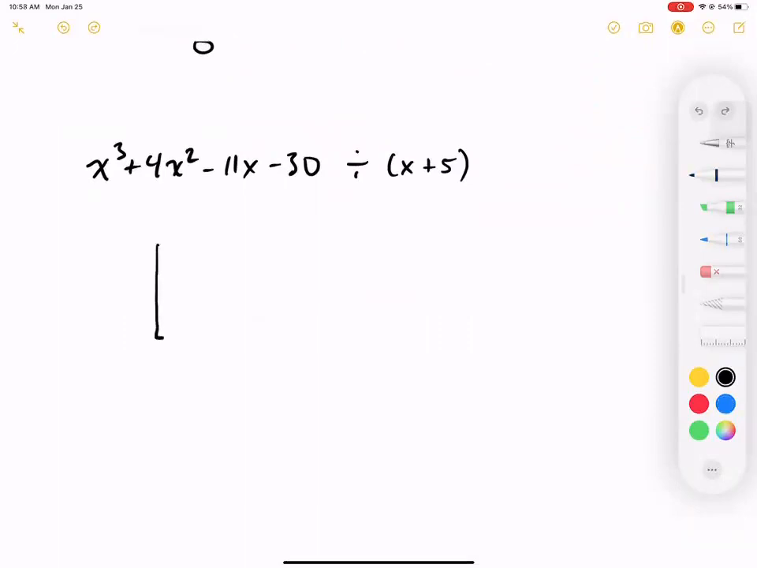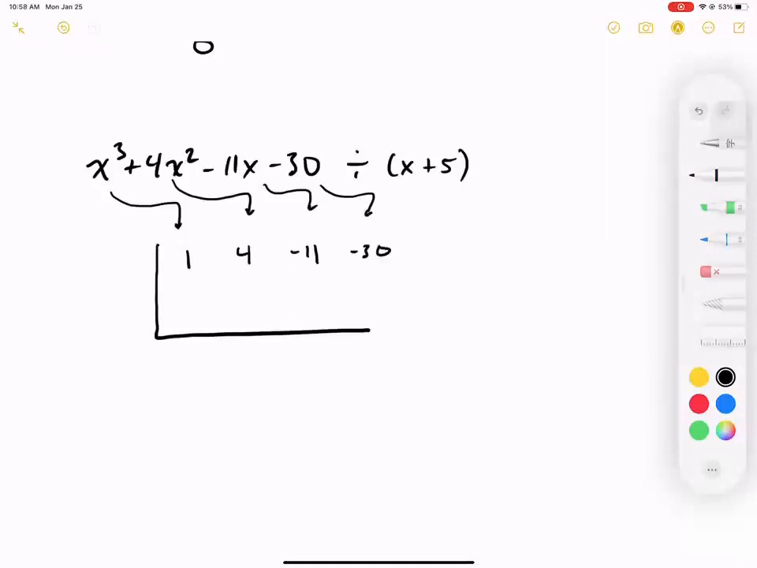We draw our upside down division sign. Everyone please draw the upside down division sign. And then we're going to copy just the numbers in. So we're going to write 1, 4, negative 11, and negative 30. This is the setup for our synthetic division. Let's double check. This is x cubed. Drop 1. X squared. X and constant. Remember, we have to have all these terms, because synthetic division is a little blind here. It just looks at the position.